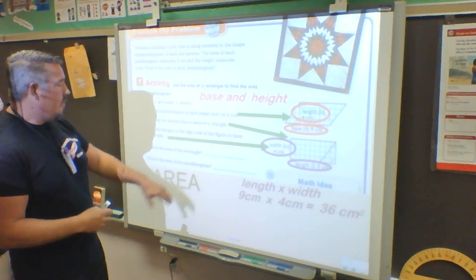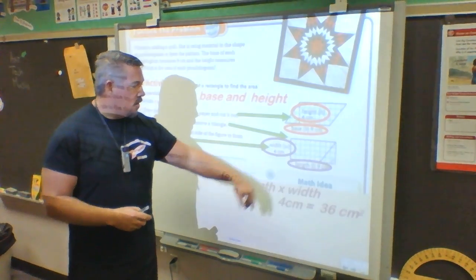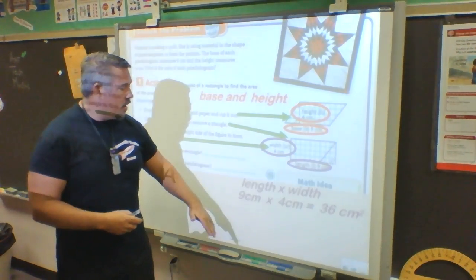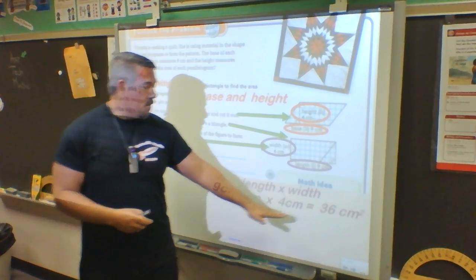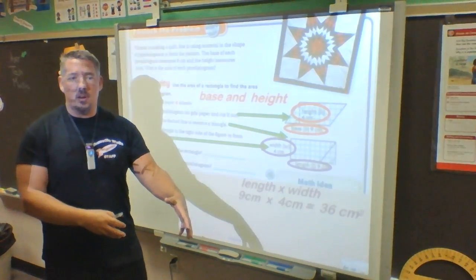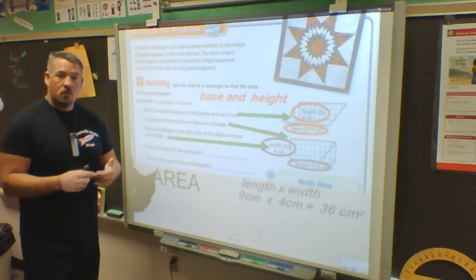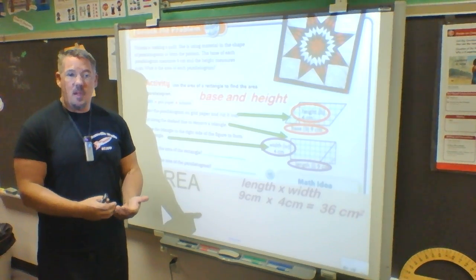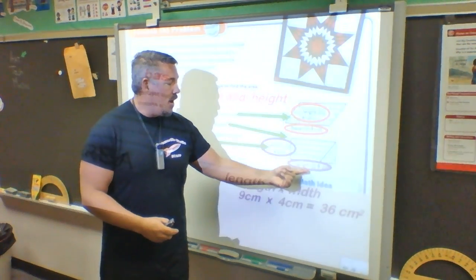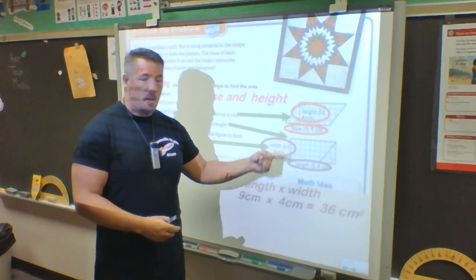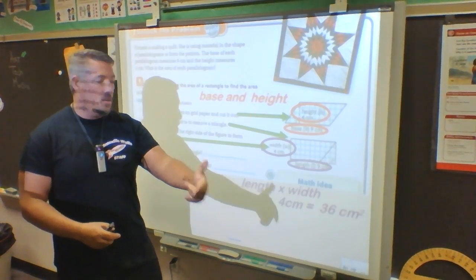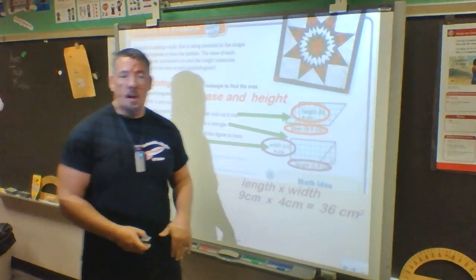Either way, if I find my area of this rectangle, I know I have a length of 9, I have a width of 4, and when I multiply those together, I get 36 square centimeters. When we get into area, we also have to remember that our label is being multiplied, because I have 9 centimeters multiplied by 4 centimeters, and when I have centimeters times centimeters, that's where that squared comes in.